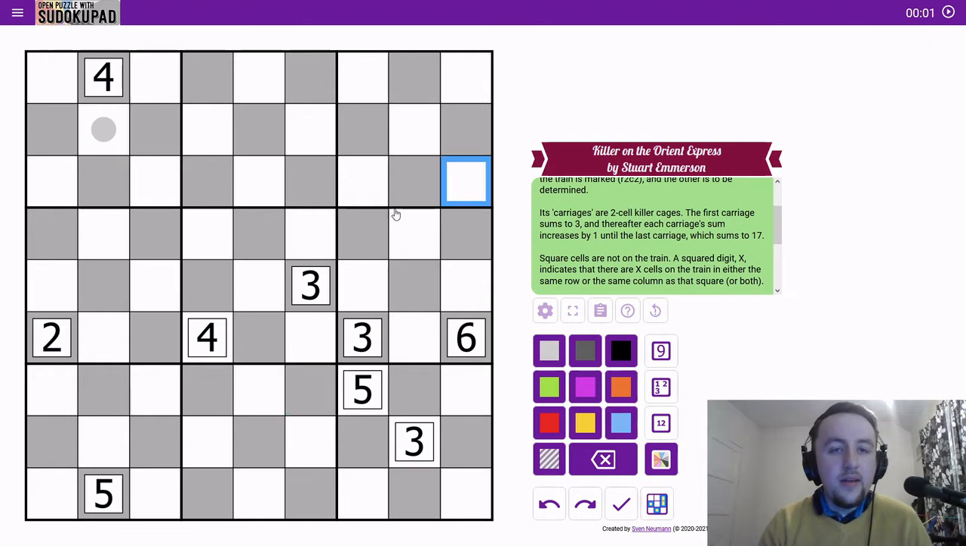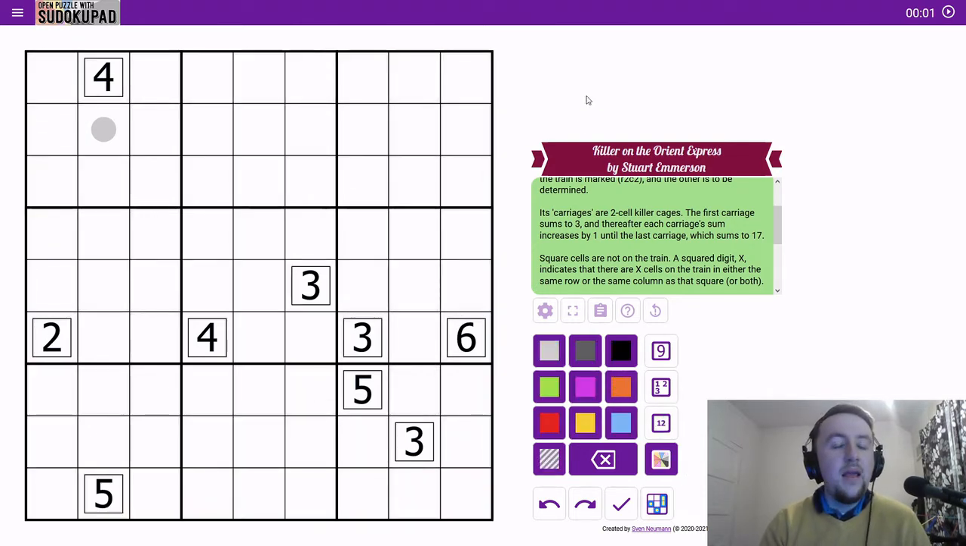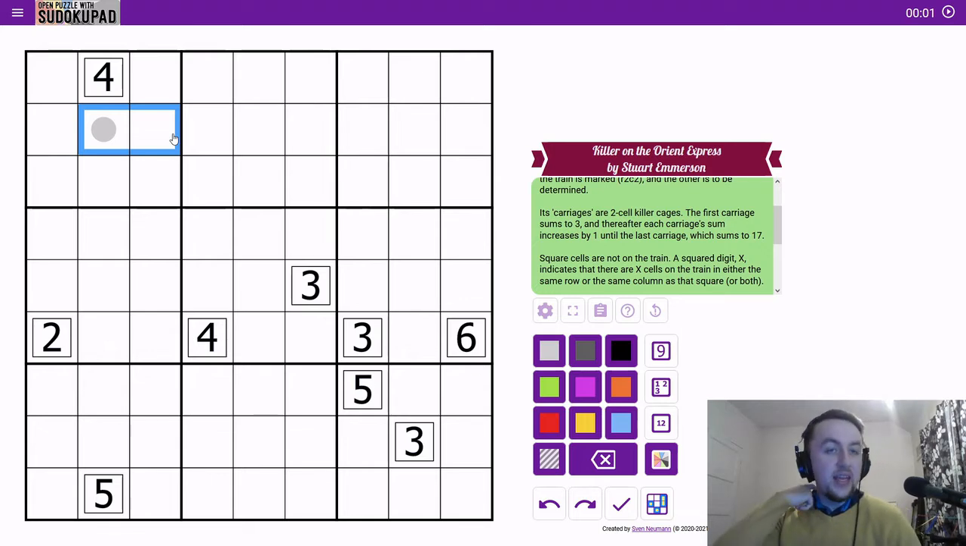Alright, I'm going to get rid of that for now. And another property is specifically to do with the ends, and this is why I mentioned earlier that the possibilities with this rule set are a little bit limited. So again, let's pretend that this is the low end. Well, the low end is going to be a 3 killer cage. A 2-cell killer cage that adds up to 3. Now, if you've done any killer Sudoku, you'll know instantly that that has to be 1 and 2. There's no other way of using two different Sudoku digits to sum up to 3.